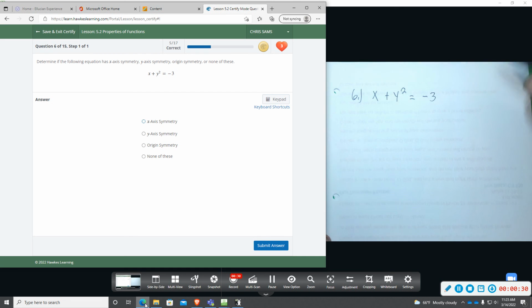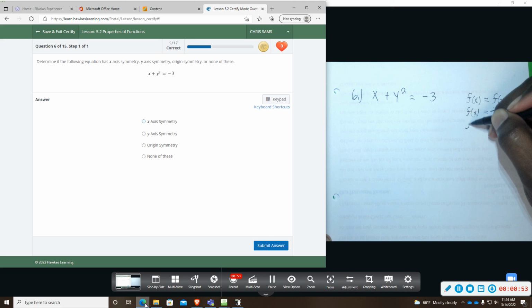We're going to be doing the formula. So this is my original. I'm going to make x negative, and then I'm going to make just the y negative. That's what this means. Make the outside the y negative. And then I'm going to compare the two, and we're going to figure out what type of symmetry this graph has.